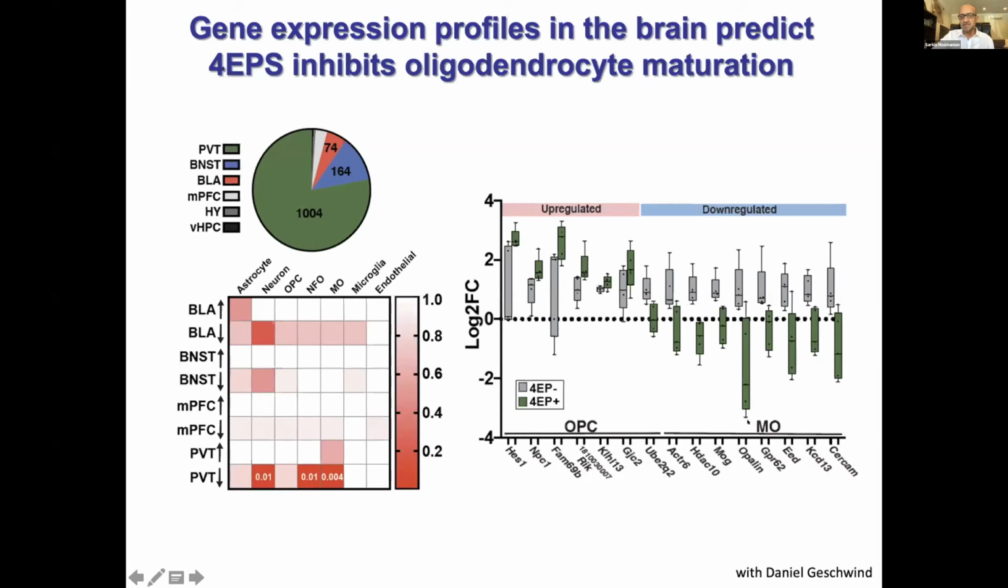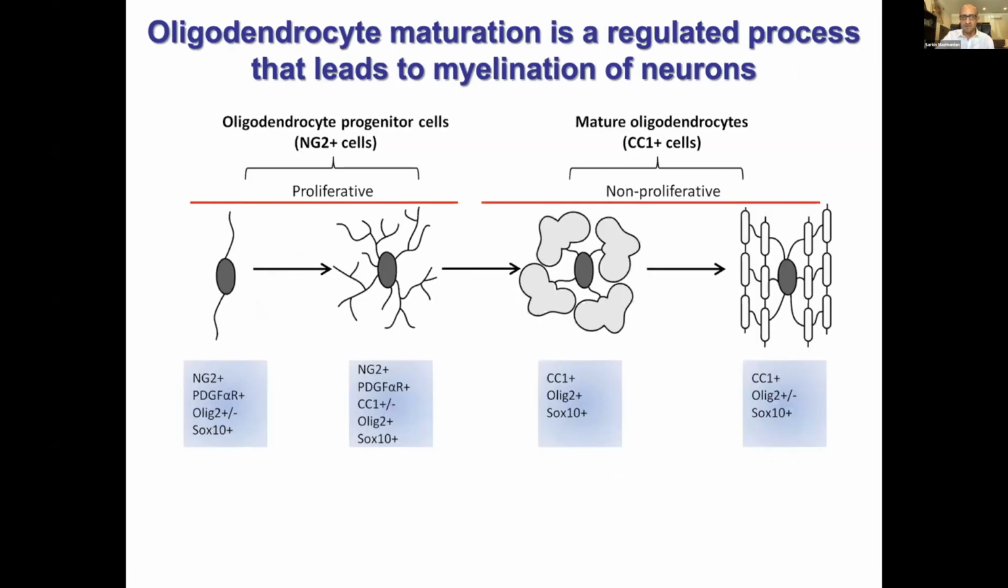And then the genes that are associated with mature oligodendrocytes are reduced. And you can see all of these genes that are patterns of mature oligodendrocytes are reduced in the animals exposed to 4-EP. And so this again predicted an effect on oligodendrocyte maturation. And oligodendrocytes are cells in our brains that myelinate neurons. So their differentiation, their development is highly regulated.